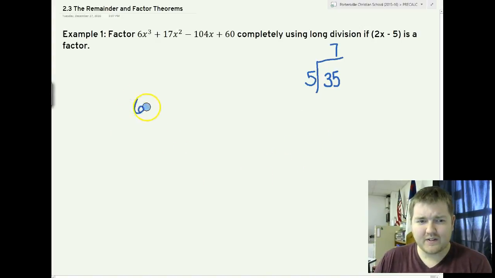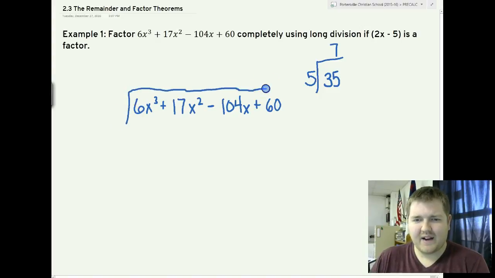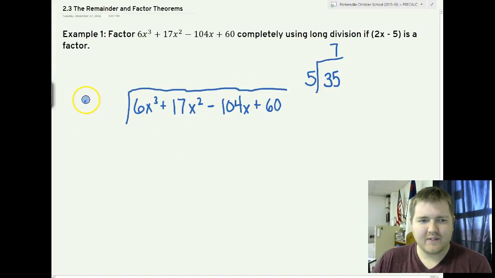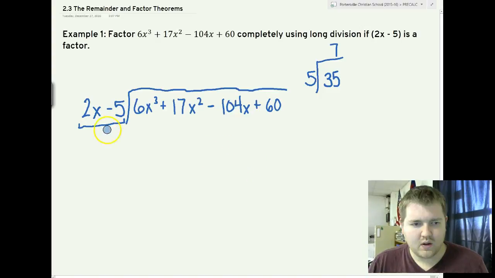So what we're going to do is set up that polynomial in a division situation, just like we did with 35 divided by 5, only we're going to divide the overall polynomial by its given factor, 2x minus 5. Now, when we do this, you're going to look at this outside part.